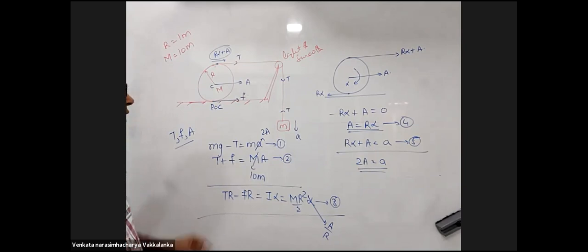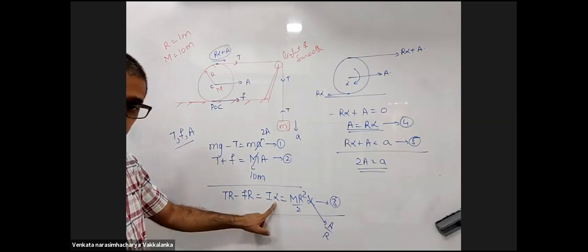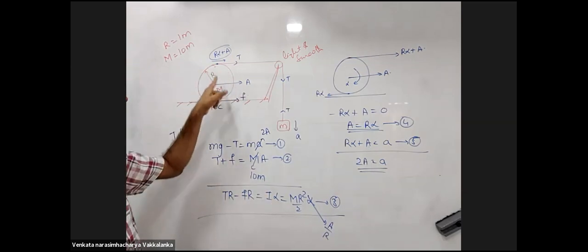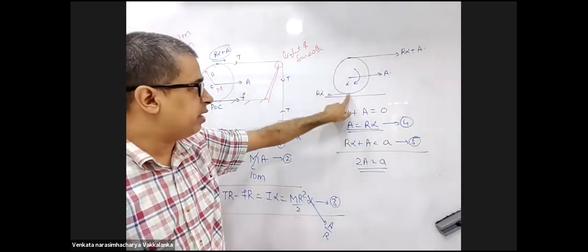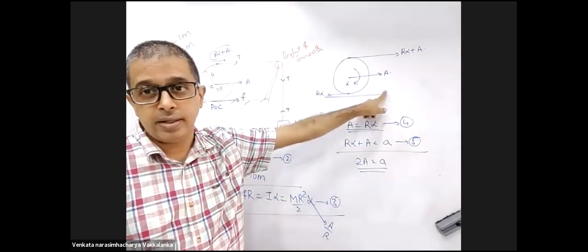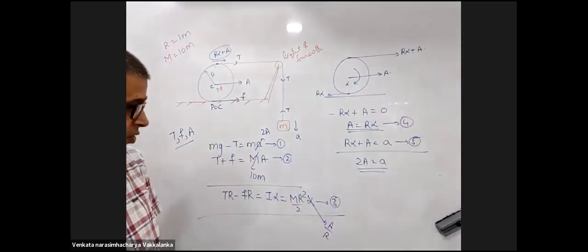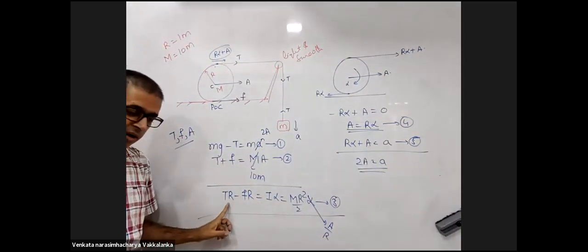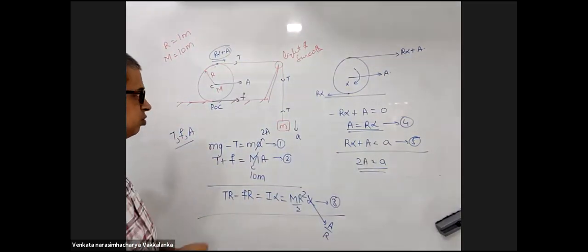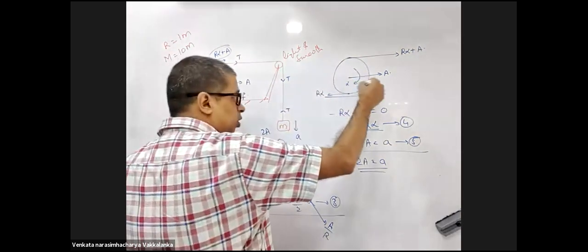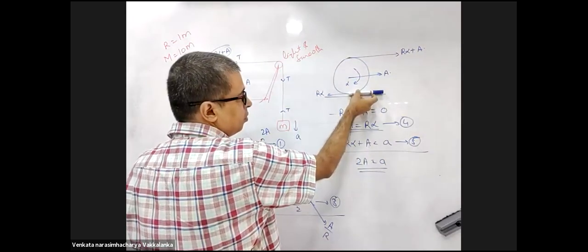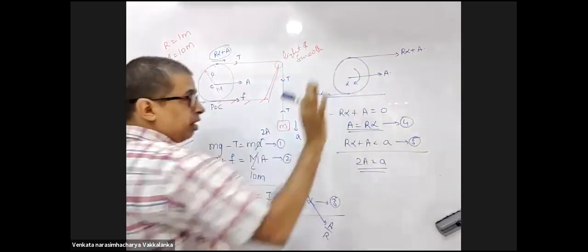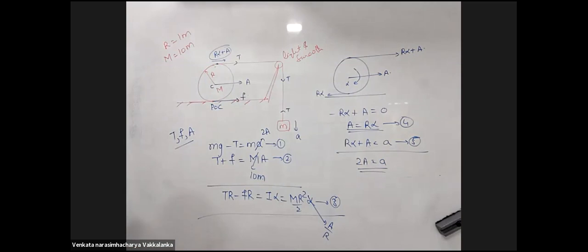Somebody wants to take torque as F into R minus T into R. That means you are assuming alpha is anti-clockwise. So for you, here R alpha will be towards the left, here R alpha will be towards the right. Make the corresponding change. If you want to take FR minus TR, that means you are assuming alpha is anti-clockwise, which means R alpha will be forwards here and backwards there. Accordingly, make changes for your constraint.